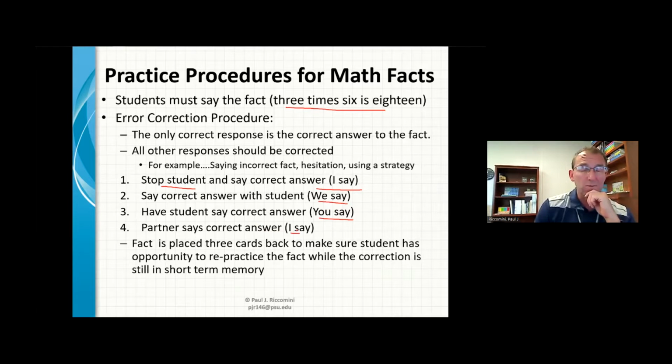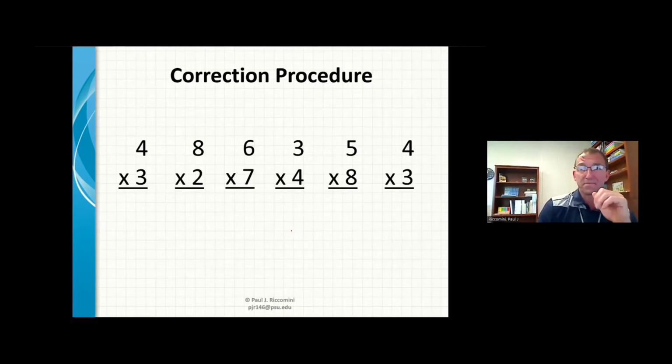This correction procedure is called part firming. You stop the student when he makes a mistake, you say it, you both say it, then the student says it one more time, maybe even you say it one more time, and then you go back 3. Now I'll show you what this looks like, and then I'm going to ask for a volunteer out of the audience. So let's say here are the facts that we're practicing.